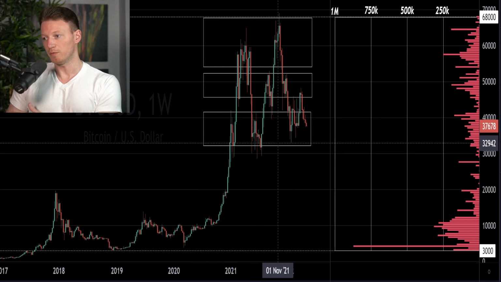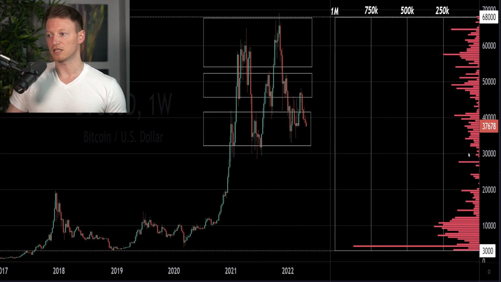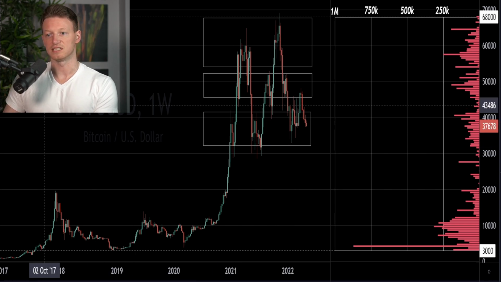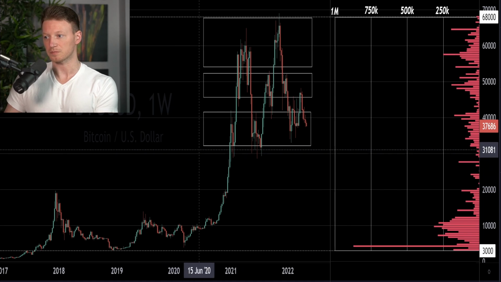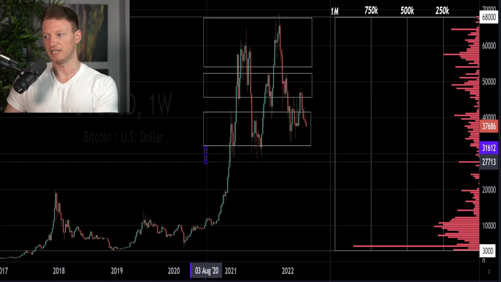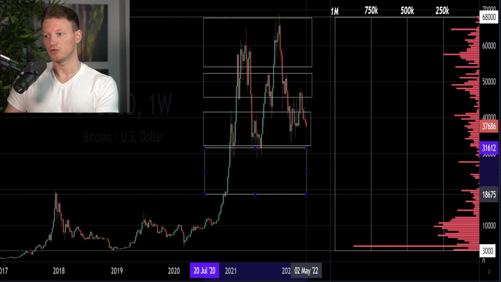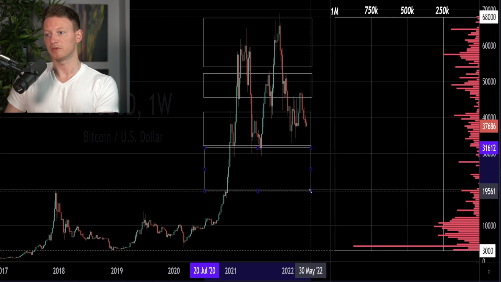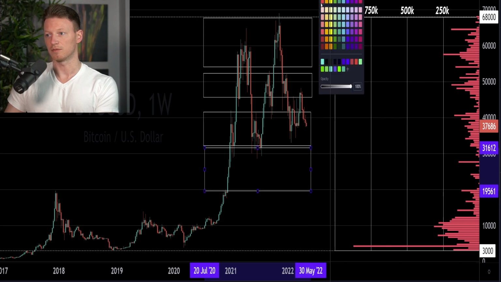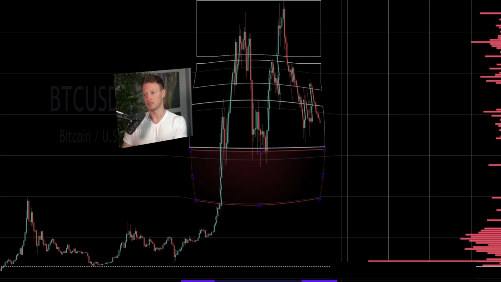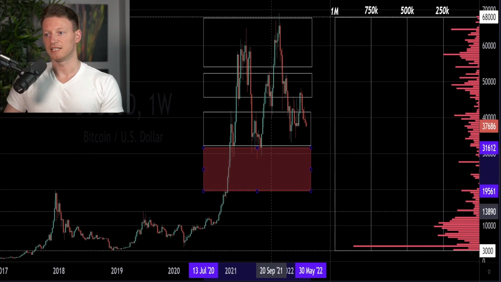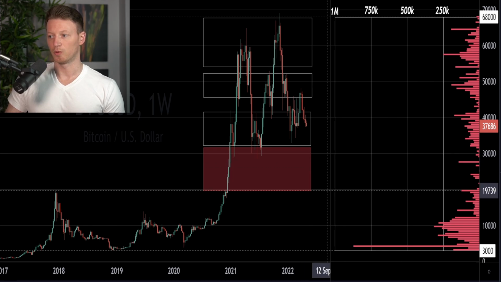And so if we get below this 32K level, look at how very little resistance there is. We'll just mark this here from 32K all the way down to around 20K. We're going to change this color here. We're going to make this red because this is not good. So down in this range, you can see there simply is not a lot of support.